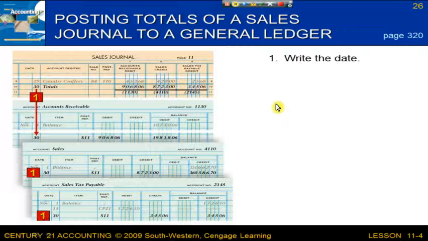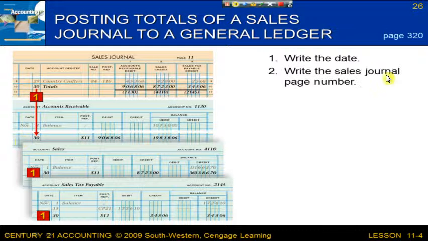Step number 1, we're going to write the date. The date is always whatever day the last day of the month is. In this case, it is the 30th, so we'll write the 30th. I'll just show you here through the accounts receivable one. We will write the sales journal page number. So it's an S11 is going to go in our post reference.